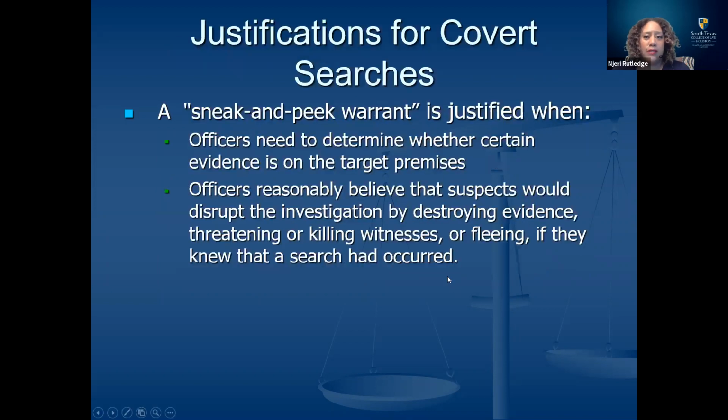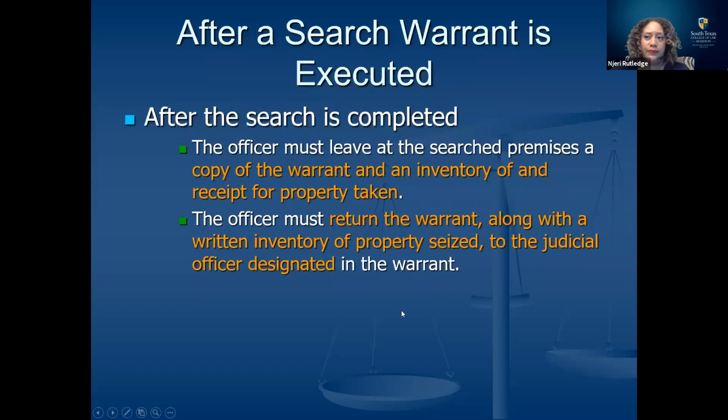Now, this kind of specialized warrant is justified anytime there's a concern on whether or not that evidence is on the target premises, and/or if they reasonably believe that suspects may disrupt the investigation by destroying the evidence, threatening or killing witnesses, fleeing, or doing something that would truly damage the investigation.